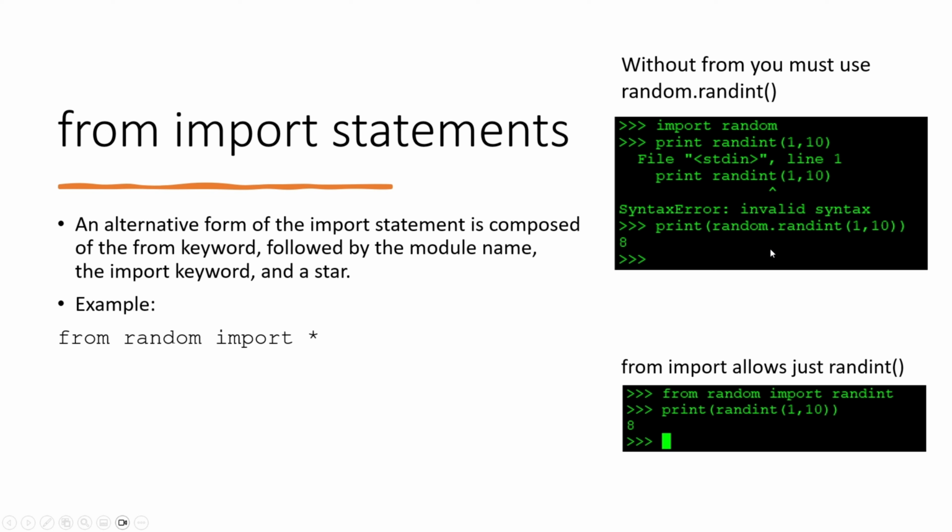If I import it and tell it where randint is, by using from module name import function, now I only have to specify the function name each time.